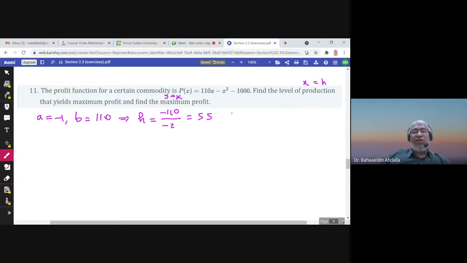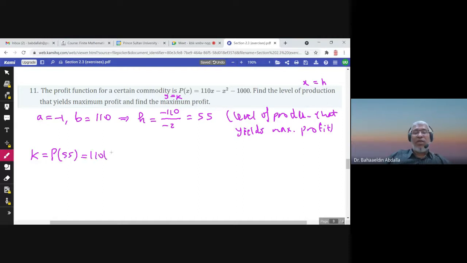So this is the level of production that yields maximum profits. So 55 is the level of production that yields maximum profits. What is the maximum profit? Find the maximum profit, that's k. So k, we go to the profit function and we replace x by 55. So 110 times 55 minus 55 squared minus 1000. And the answer would be 2025. So this is the maximum profits.